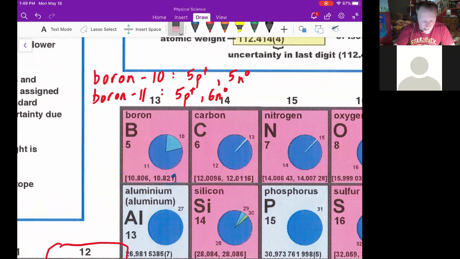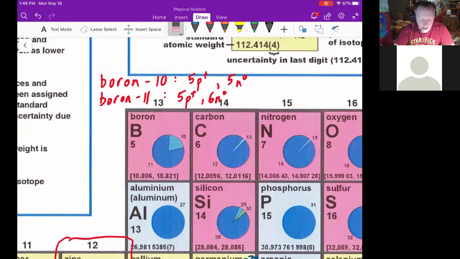And the remaining 80% or so has a mass of 11 because it has 5 protons, of course, and 6 neutrons. And when you take the weighted average of that with a whole sample, remember, you're going to have uncountably many boron atoms. You will get the weighted average that is right in the range of 10.806 to 10.821. Our other periodic table called it 10.81, just to meet somewhere in the middle.